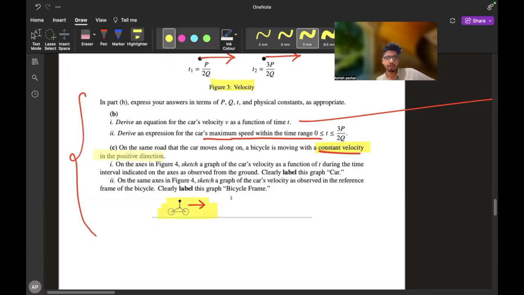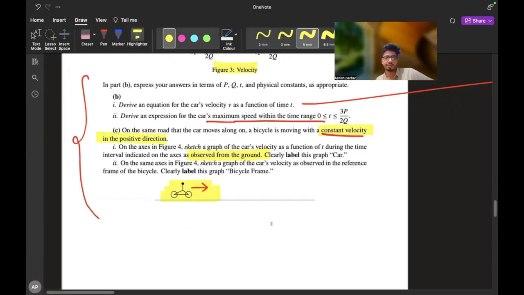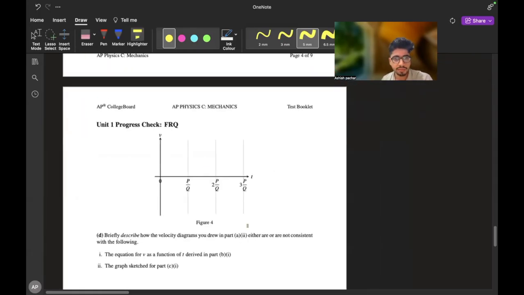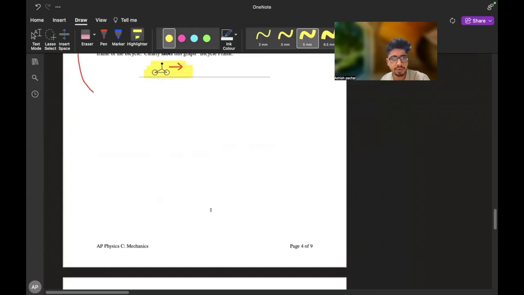Sketch a graph of the car velocity as a function of t during the time interval indicated on the axis, as observed from the ground. So this is observed from the ground. First you have to draw the velocity-time function when we are doing the observation from the ground. So for that we have to look into this. They have given figure 4 here to draw that one, so let's try to draw it.